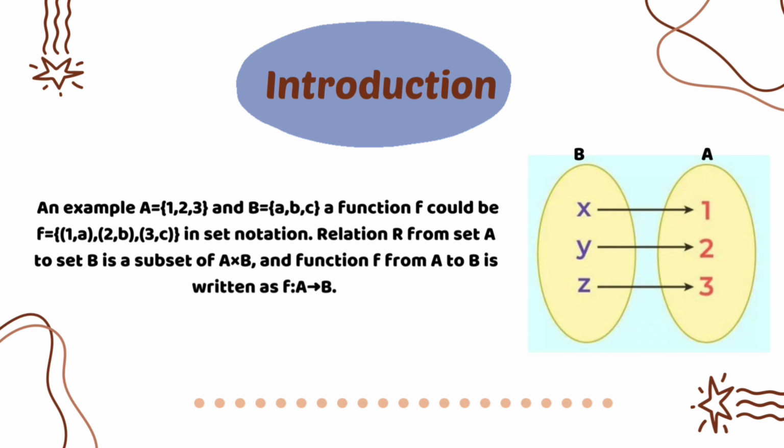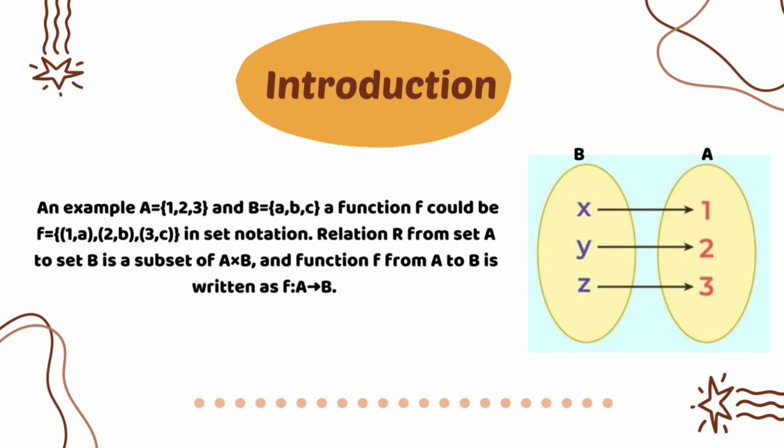I will introduce the concepts of function and relation using a simple example. Let's start with two sets. We have set A and set B. Set A consists of the elements 1, 2, 3, and set B consists of the elements a, b, c. A function is a special type of relation where each element in set A is associated with exactly one element in set B. From the example, our function can be defined in set notation.